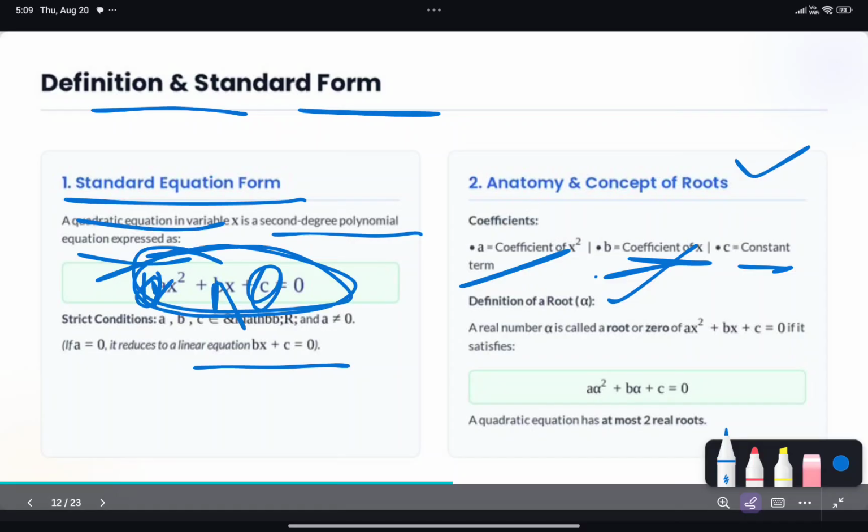What is meant by the definition of a root? A real number alpha is called a root or zero, or solution, of ax square plus bx plus c equal to 0 if it satisfies it, that is, a alpha square plus b alpha plus c is equal to 0. The quadratic equation has at most two real roots. How many roots does it have? If you take any quadratic equation, it must have two roots at most.